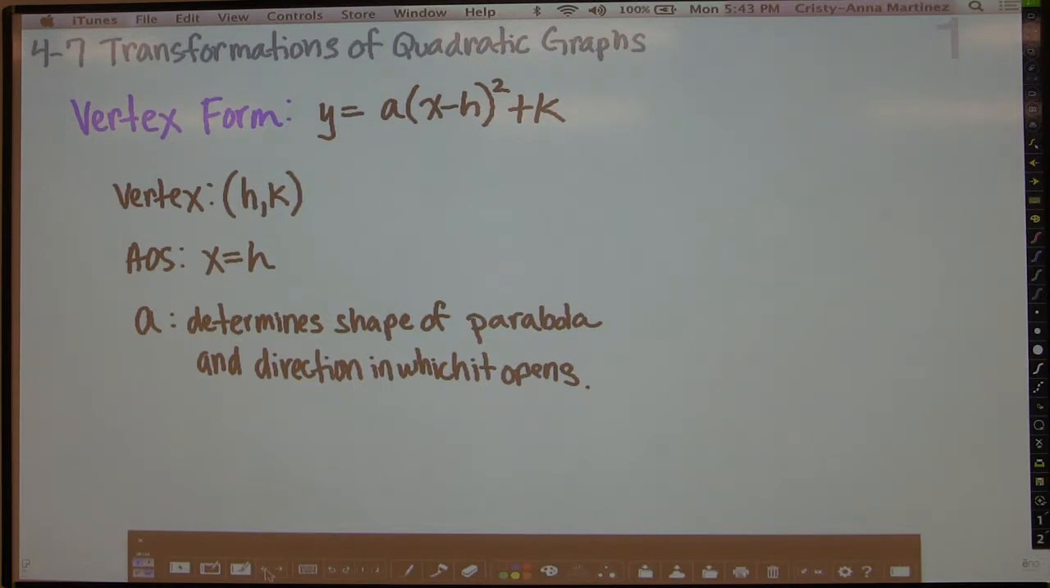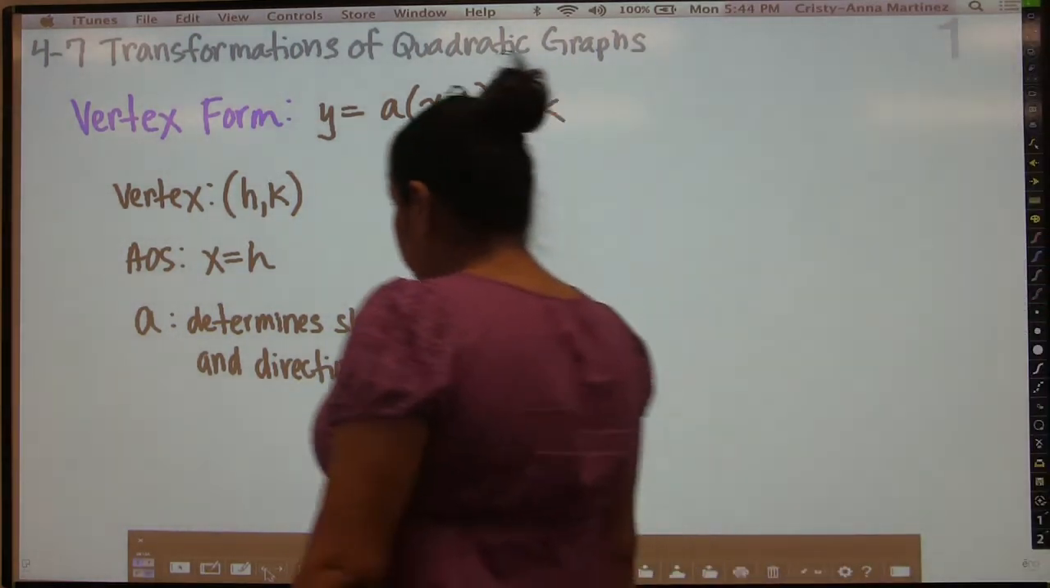Now before we can get into the transformation portion, you will recall that we've done transformations for absolute value. It looked a lot like this, where we could shift the graph of the absolute value function left, right, up, or down, and that's eventually what we want to get to with quadratic graphs. But first we have to talk about vertex form.